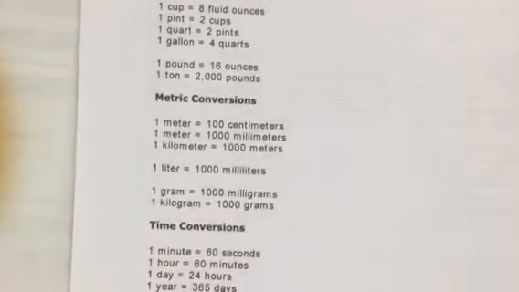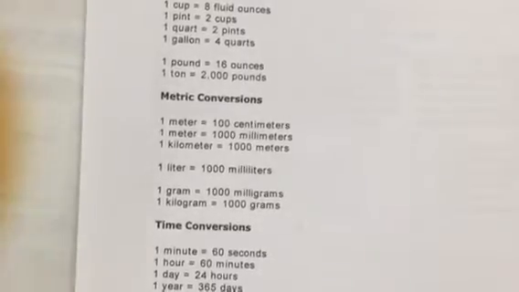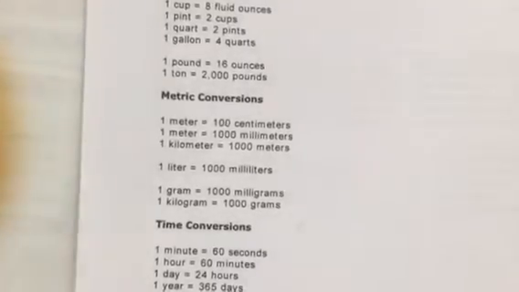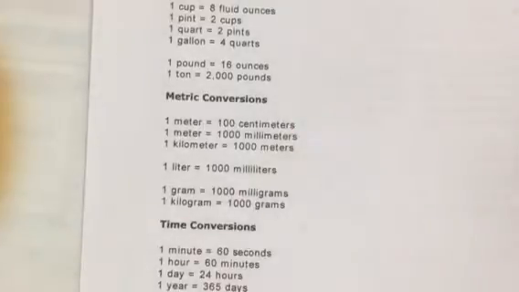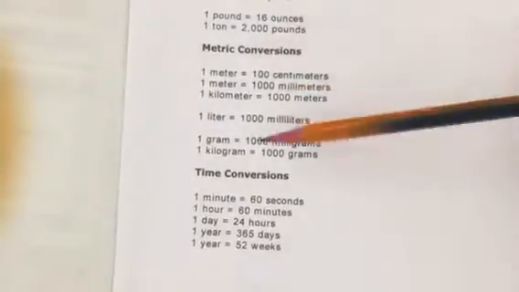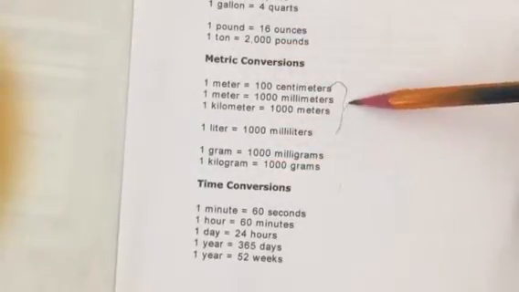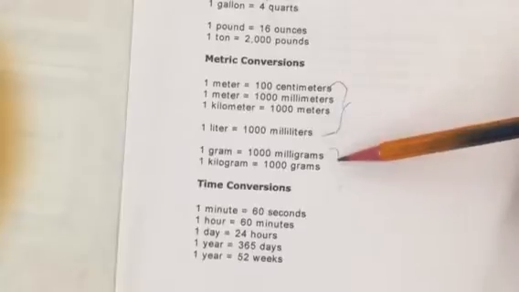Today we're going to begin by looking at our metric conversions homework sheet, and we're going to go over just some of the word problems and some of the skills we're going to need. So I have my 5th grade FSA mathematics reference sheet that in this metrics gives me my metric conversions. Here I see my information in terms of meters, milliliters, and grams.